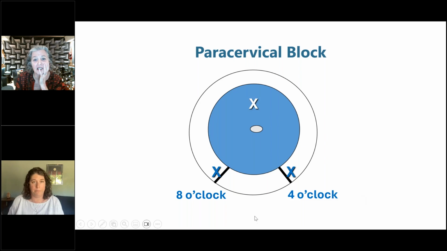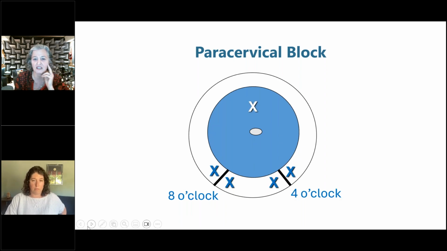When we talk about, so the X at the top is where you've already put your lidocaine for the tenaculum, and then the 2 places below here at 8 o'clock and 4 o'clock are the 2 injection locations, and then there's 4 injections. It's 2 right next to each other at 8 o'clock and 4 o'clock.